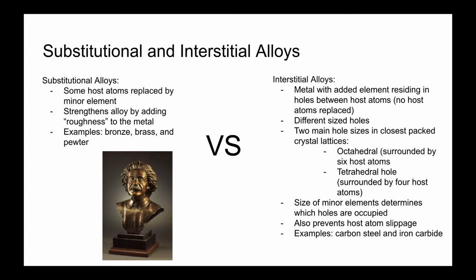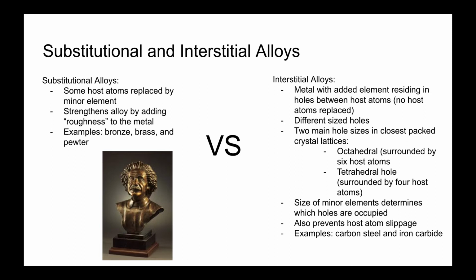Some examples of substitutional alloys would be bronze, in which some tin atoms replace some of the host copper atoms. Another example would be brass, where zinc replaces some of the copper host atoms.